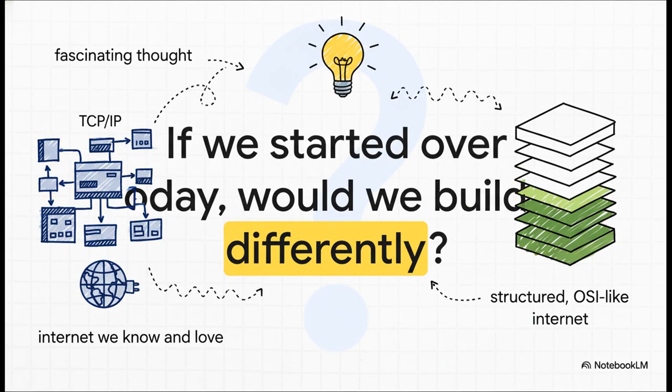So when you boil it all down, the internet we know and love was built on TCP/IP, a practical, efficient, and super resilient model that was born from a real-world project. It's not the perfect 7-layer blueprint that OSI imagined, and that leaves us with a really fascinating question. If we could start all over again today, knowing everything we know now, would we build a more structured OSI-like internet, or would practicality and good enough win out all over again?